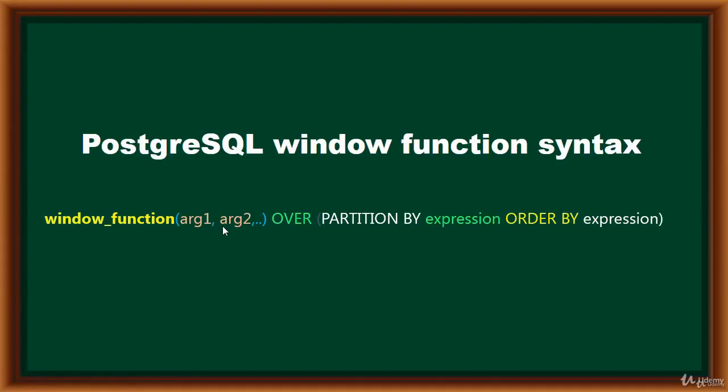The window, so we have the window function, and then we have the arguments, first argument, second argument. So this is the window function. You can use any built-in or user-defined aggregate function as a window function. In addition to that, you can use PostgreSQL built-in window functions. PostgreSQL has some built-in functions such as row number, rank, dense rank, and so on. I'll be explaining that in the next slide.